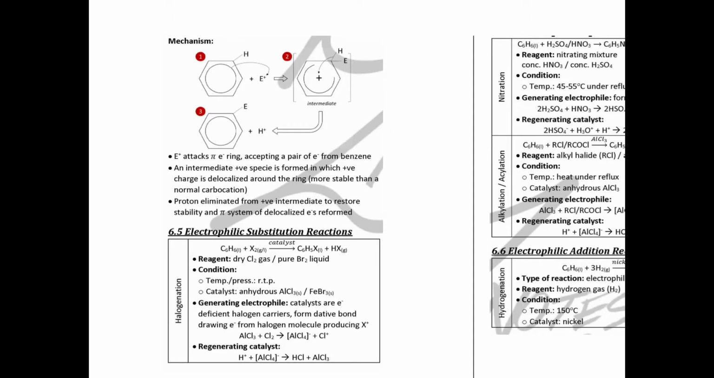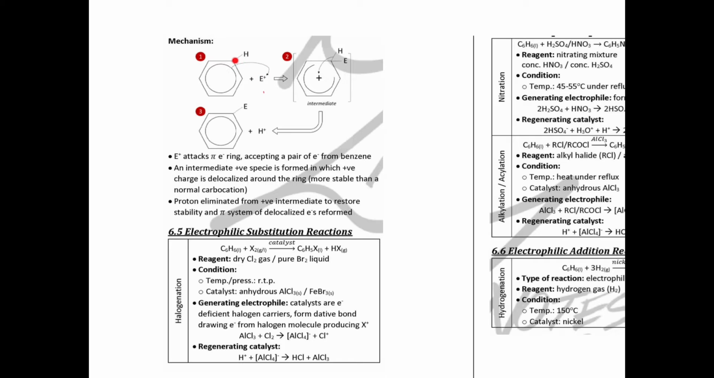So here we have the mechanism now. Just now we already mentioned how the electrophile is formed. Now the electrophile is formed, and we start going through the electrophilic substitution. First of all, the electrophile, as you can see here, will attack the benzene ring, the delocalized electrons.